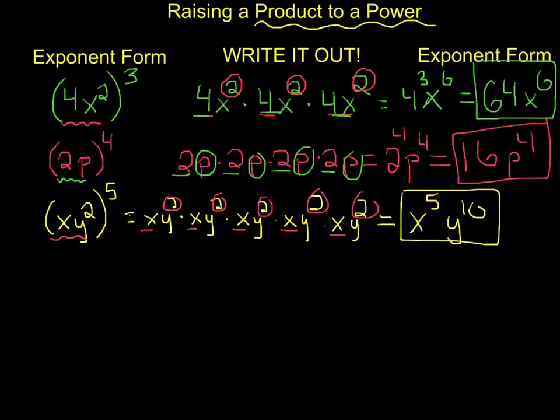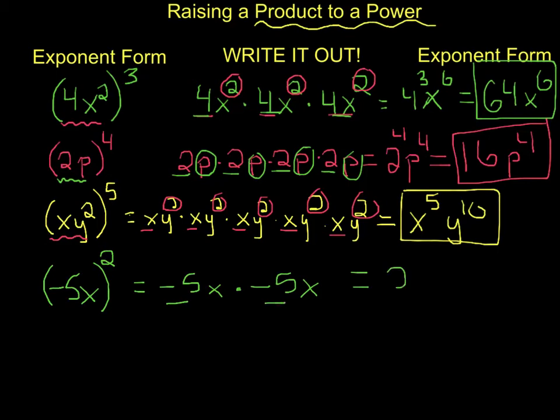Alright, 2 more examples, and these ones are a little bit shorter. The first one, we have a negative 5x as our product, and we're going to raise it to the power of 2. So that just means we have negative 5x times negative 5x. And then, negative 5 times negative 5 is a positive 25, and x times x is x squared.